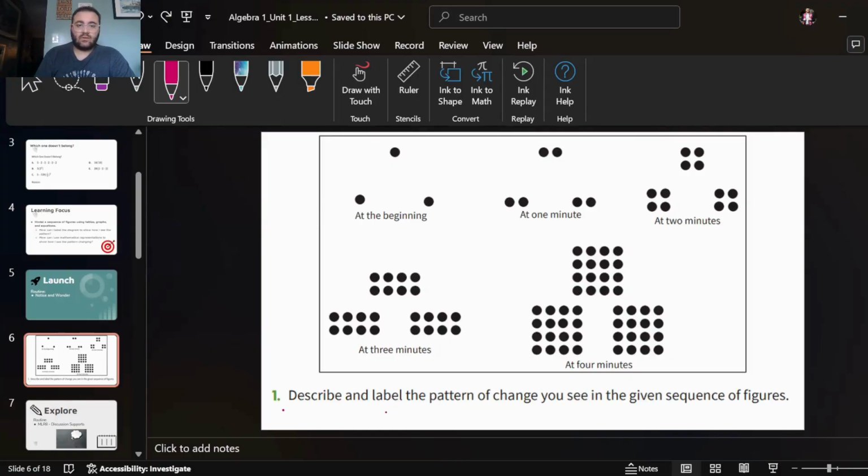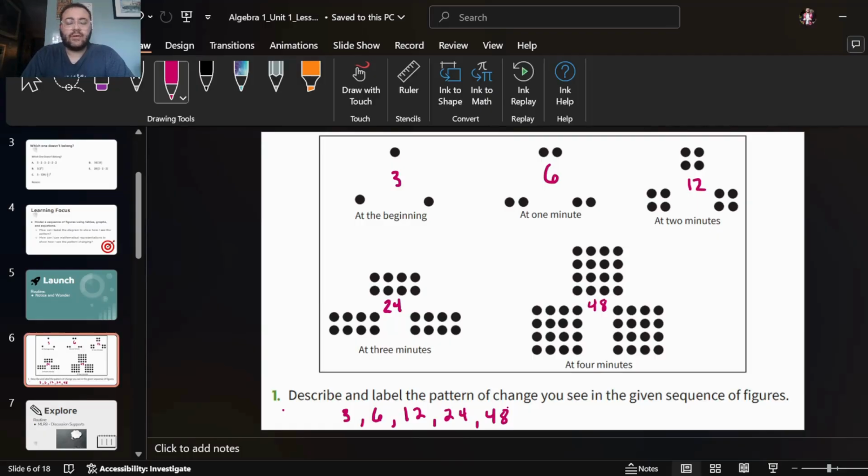So our sequence, our first term is 3, right? At the beginning, we have 3 dots. And then we have 6. Okay, and then we have 4, 8, 12. Then we have 2, 8, 16, 24. Then we have 16 plus 16 plus 16 is 48. So our sequence is 3, 6, 12, 24, 48.